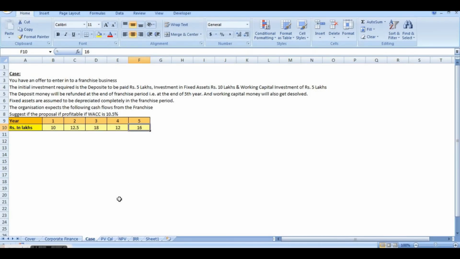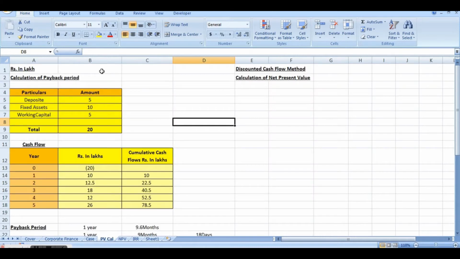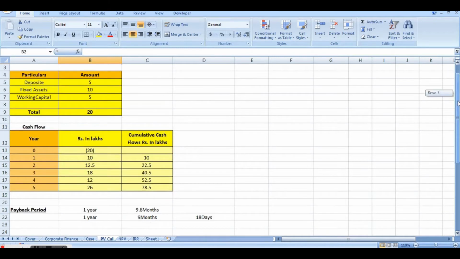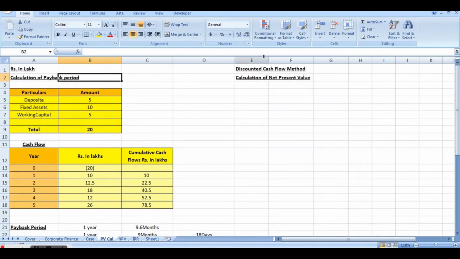Hello friends. In the previous session, we tried to solve or analyze this case by using the payback period method. But we have seen there are certain limitations of payback period. So it is necessary to use a few other methods or techniques of project financing.